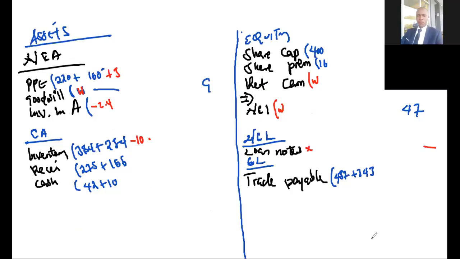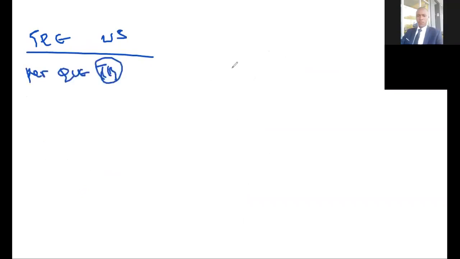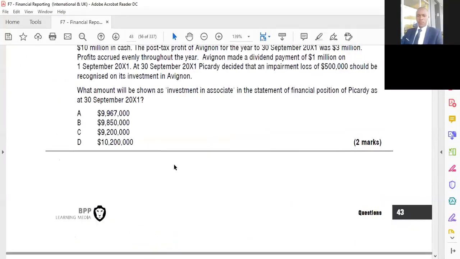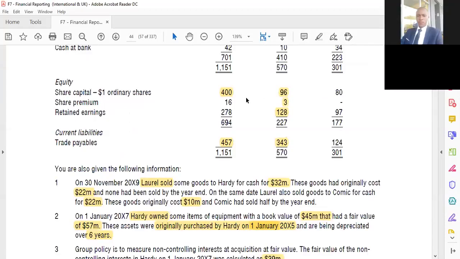Let's look at group retained earnings, working number 5. It's simply per question. Per question simply means the balance figure for the group. What was the retained earnings for the parent? We've been told in the question, it was 278 for the parent. Okay, there we go, 278.